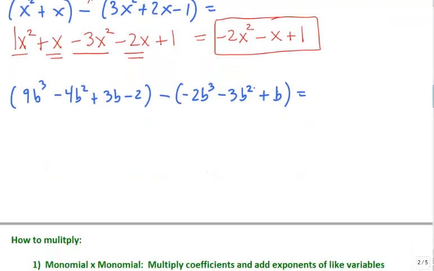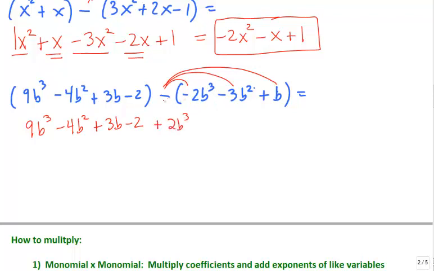Okay, so let's try that again on this next example. Again, this is subtraction, so I have to make sure that I remember to distribute this negative across to the second set of parentheses. The first set of parentheses aren't necessary because there's nothing in front that needs to be distributed. So this would just be 9b cubed minus 4b squared plus 3b minus 2. And then when I distribute, a negative times a negative becomes a positive 2b cubed. Negative times negative becomes a positive 3b squared. And a negative times a positive stays negative, and that would just be a negative b.